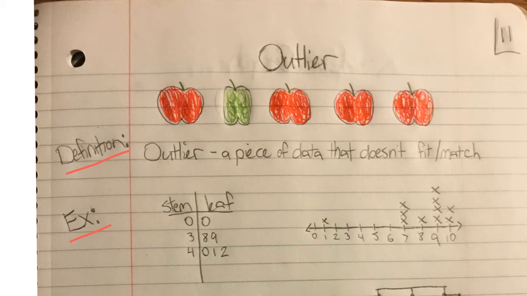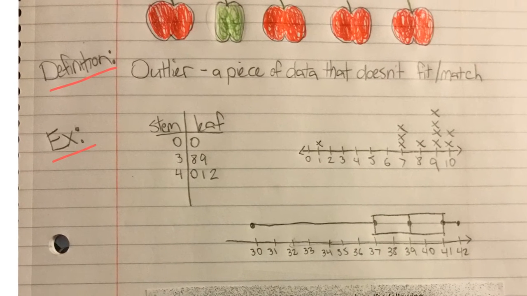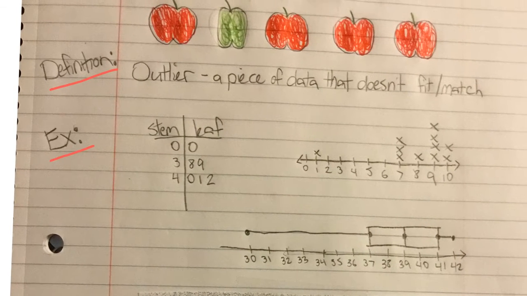Now below that, I thought it would be really good to show you what this would look like in the 3 graphs and plots that we've done so far. So far we have done a stem and leaf, a dot or line plot, and a box plot. In each of these, I included an outlier to show you what it would look like.